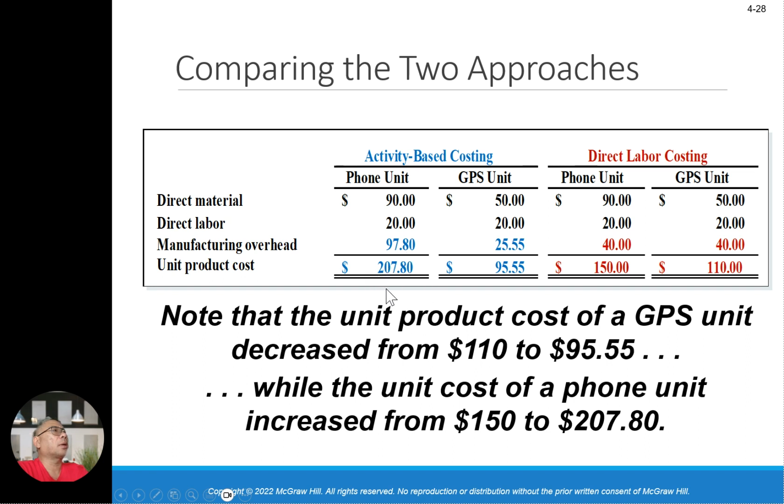That's the difference from 110 going here. From here we come here. You see the difference there? In terms of the two different approaches, one is activity-based costing, the other one is direct labor costing. For GPS, 110 becomes 95; for the phone, 150 becomes 207. The two different approaches give two different results.